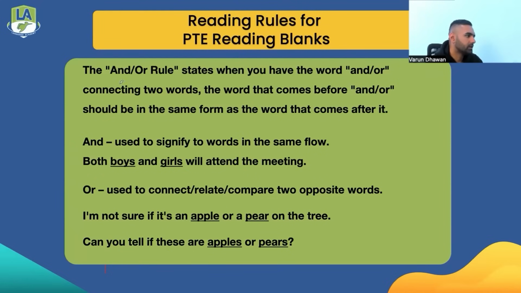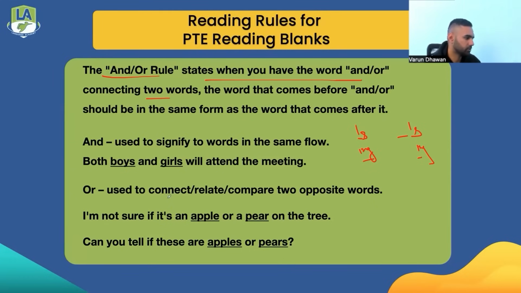Last important rule, the and or rule. What is the and or rule? Whenever you have the word and or or connecting two words, the words which come before and after and will be in the same form. Same form means if the word before and is plural, the word after and will be plural. If the word before and is in ing form, the word after and or or will be in ing form. Remember this thing, unless there is a comma before and.